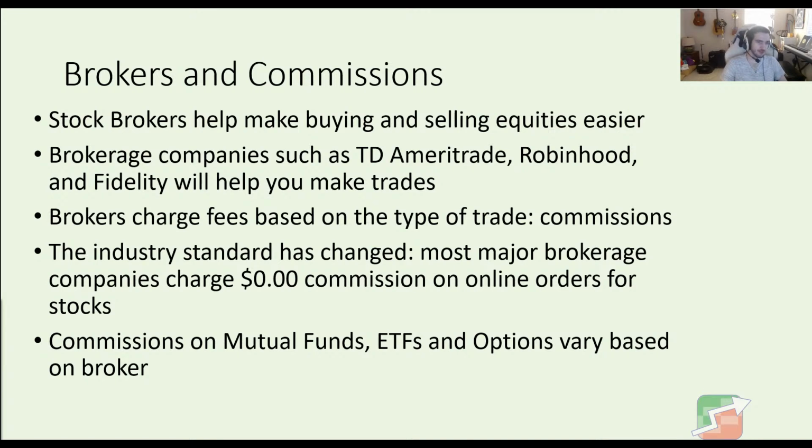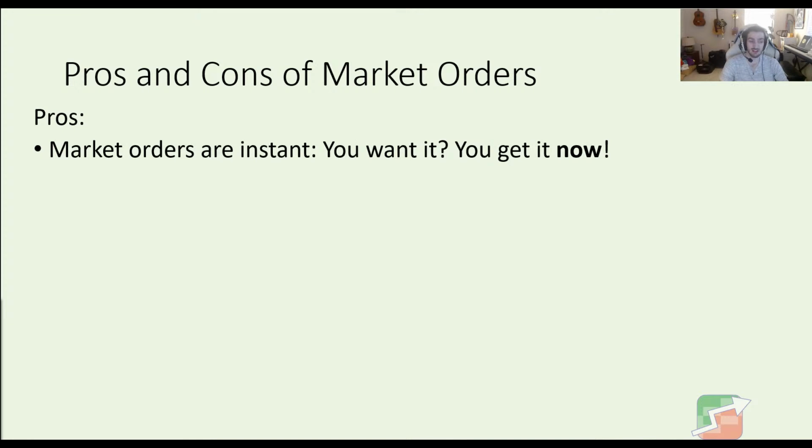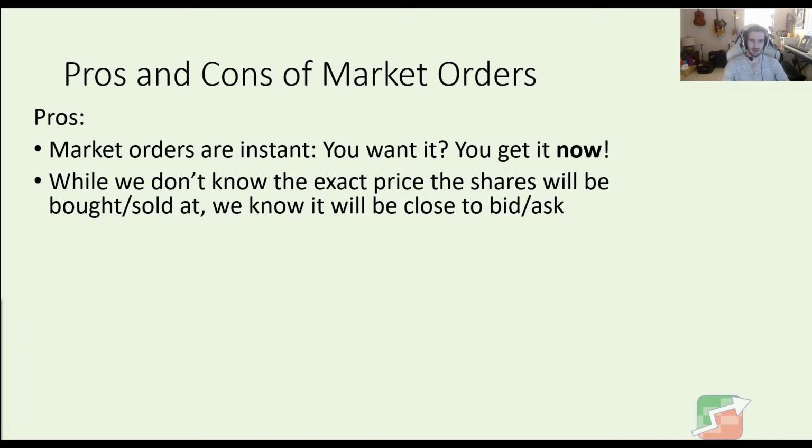So now, let's go into market orders, not so much in more detail, but let's go over where they're good and where they're not, the pros and cons of them. So the pros are, it's instant. If I want to buy a share of Tesla, I get my share of Tesla right now. You press the button, go buy it, you get it. And while we don't know the exact price that the shares will be bought and sold at, we know that it'll be pretty close to the bid or ask.